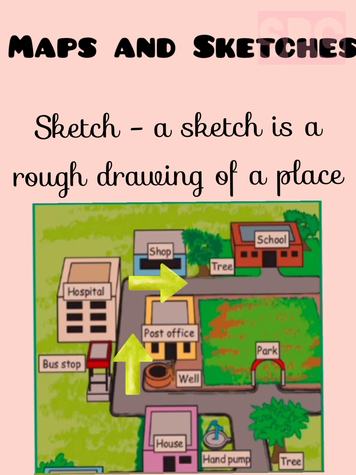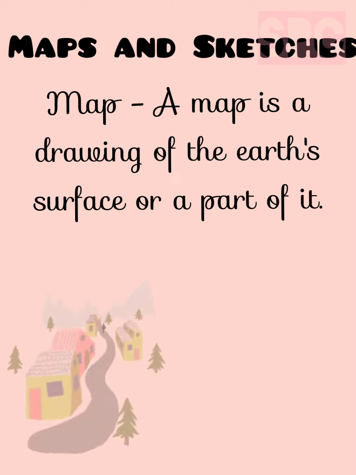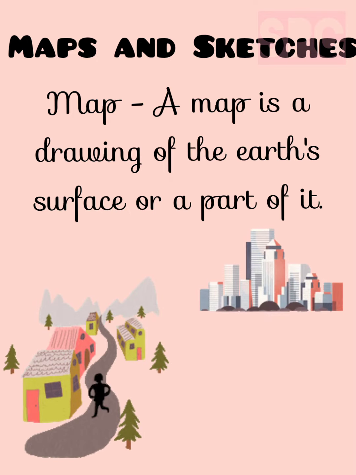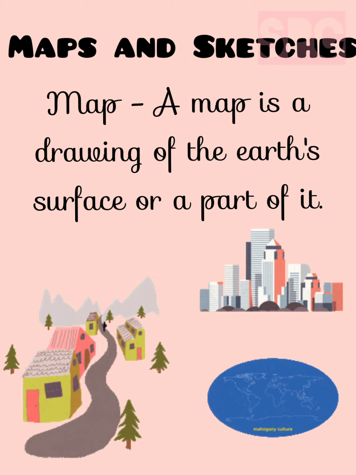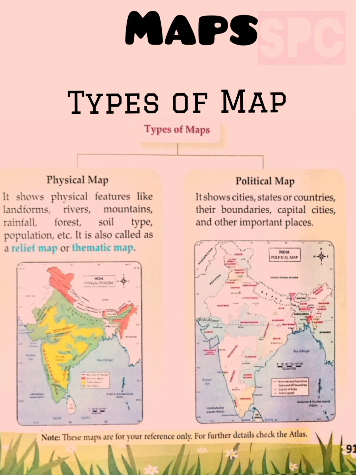Now, to get an exact size and location, we use maps. A map is a drawing of the Earth's surface or a part of it. It can be a drawing of a neighborhood, city, country, or world. It is drawn with exact measurement. There are basically two types of maps: physical maps and political maps.